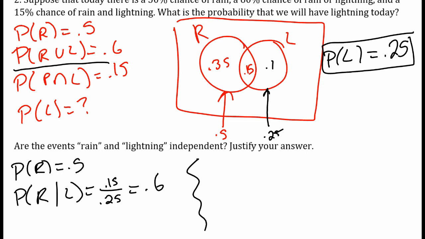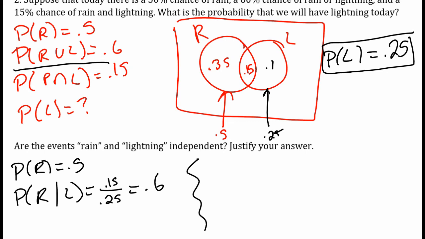So, are they independent? No. You are going to write a sentence now saying, no, rain and lightning are not independent because P of R does not equal P of R given L. Those two probabilities are not the same. Knowing that it's lightning, there was an increase of a probability of raining. So they are not independent because P of R does not equal P of R given L.